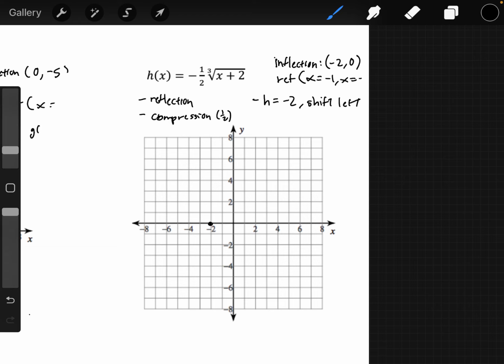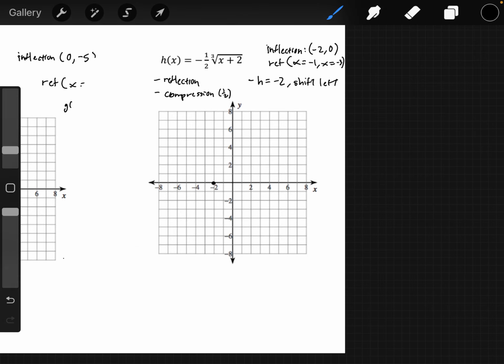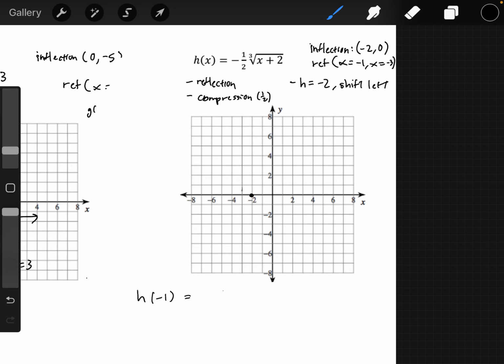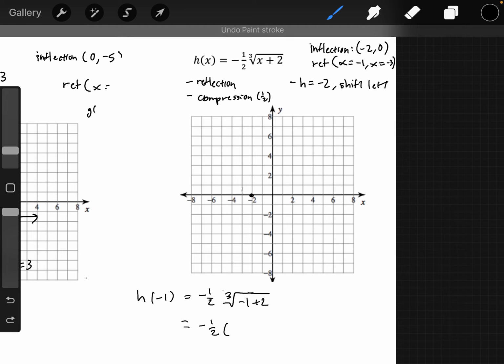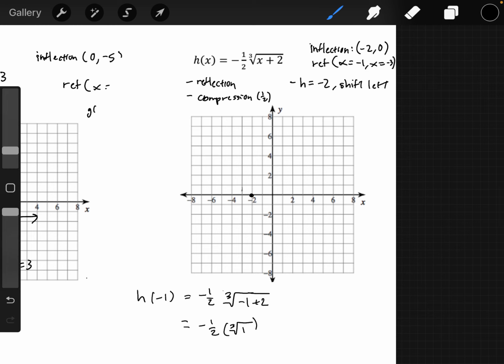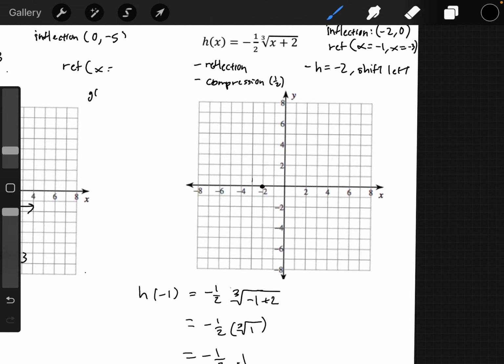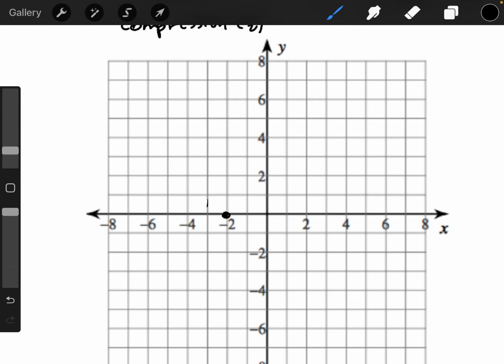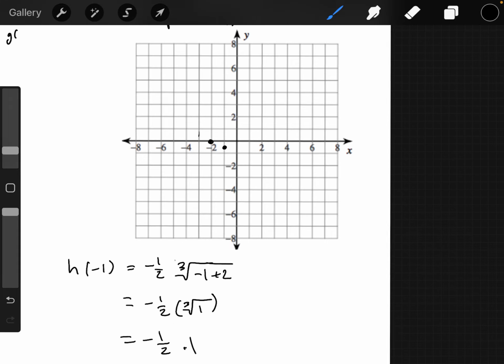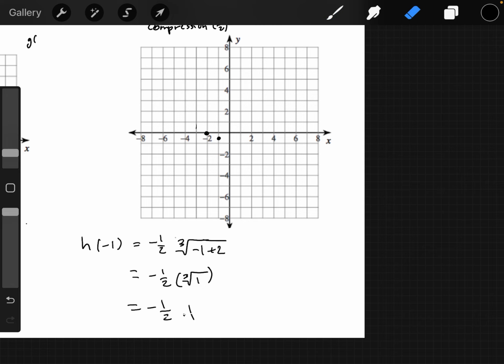Where x equals -1 and x equals -3. So when x is equal to -1, the y value will be equal to -1/2 times the cube root of -1 plus 2. -1/2 times the cube root of +1 is -1/2 times 1, which is -1/2. So we'll plot that here at -1, -1/2.